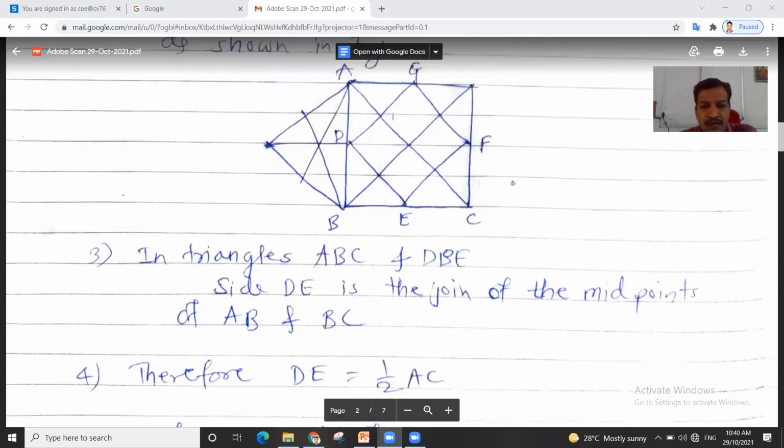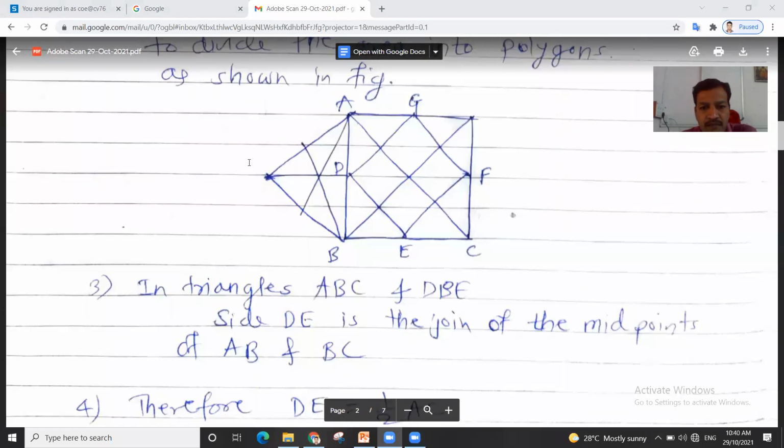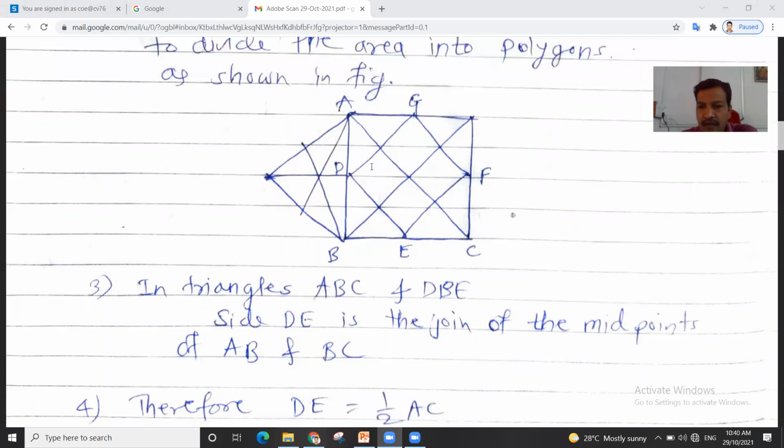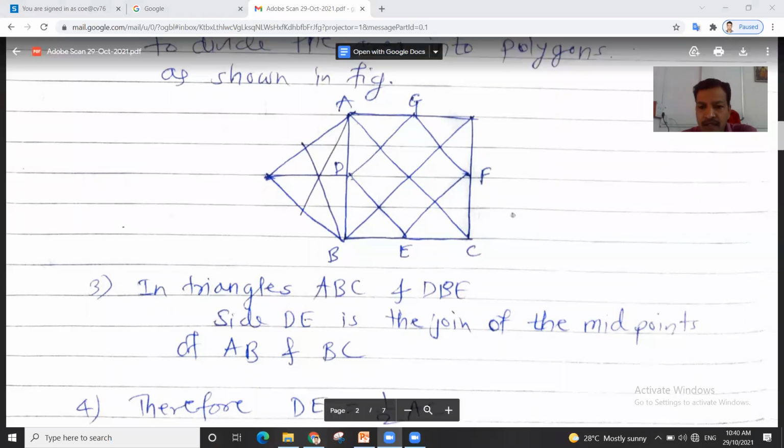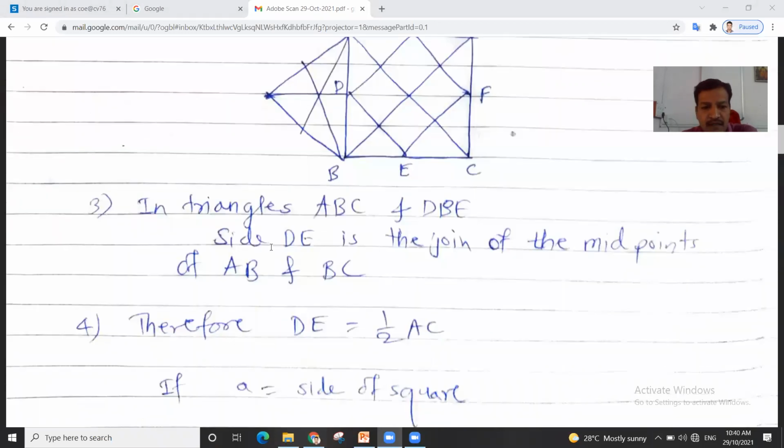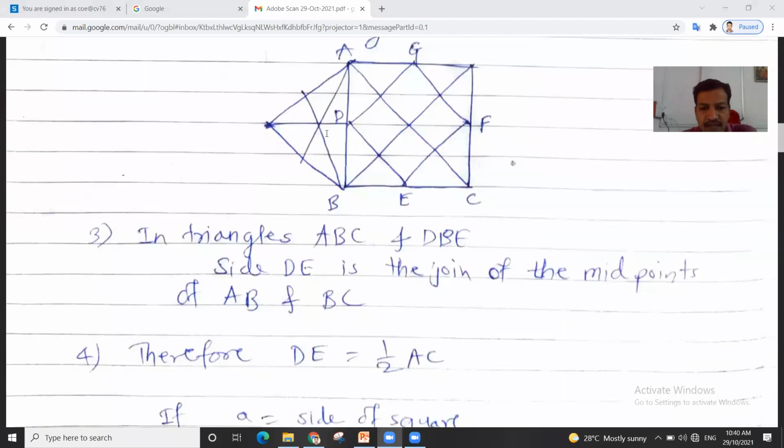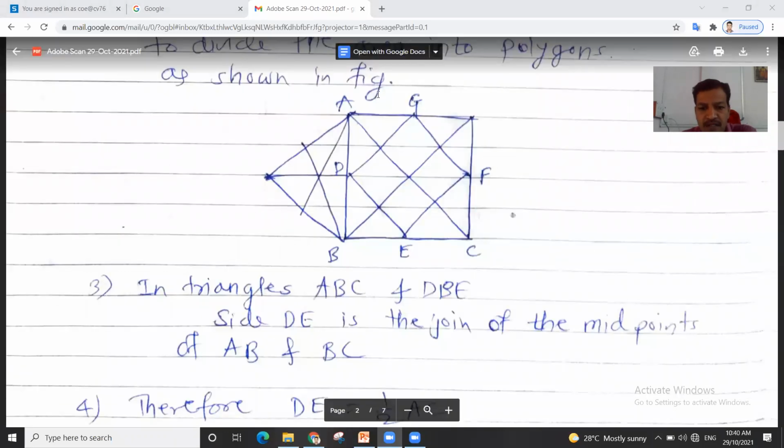Give names to this polygon. Divide the entire polygon into different triangles. In triangle ABC, see this. In triangles ABC and DBE, right angle triangles ABC and DBE, the small triangle.